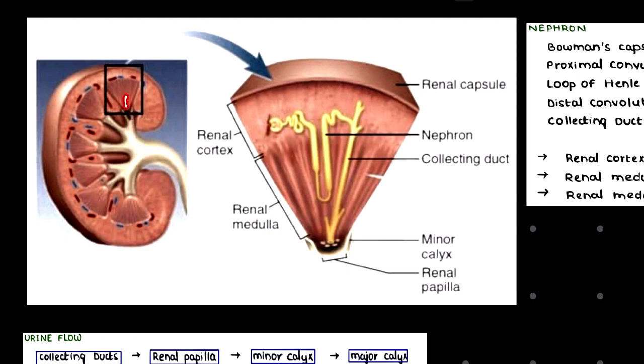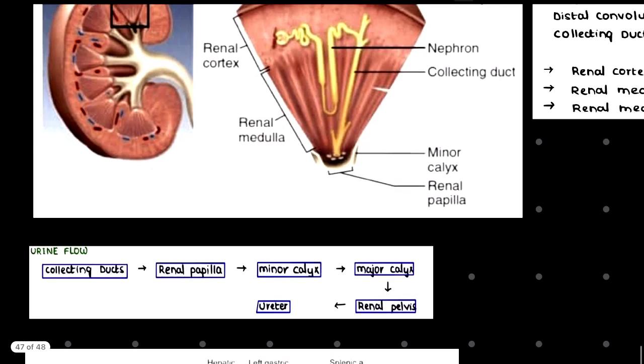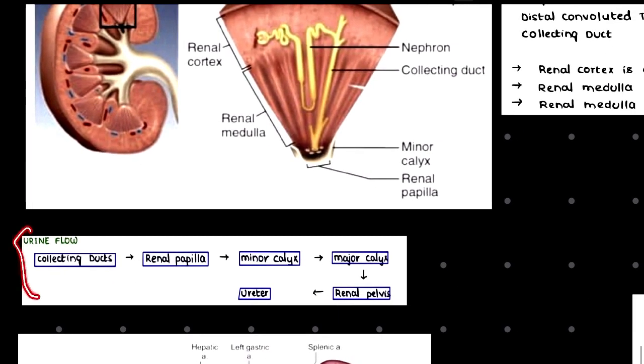Here is the collecting duct. Now what is the structure right here? The structure right here is our minor calyces, right? Now right here is our major calyces. Now what is this? This is our renal pelvis. What will it do? It will carry our urine to the ureter. Okay. Now this is all about the urine flow, right?